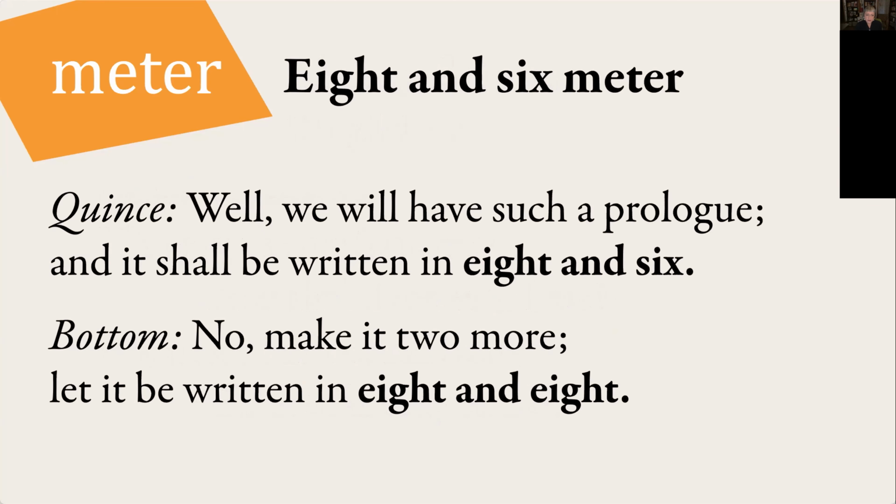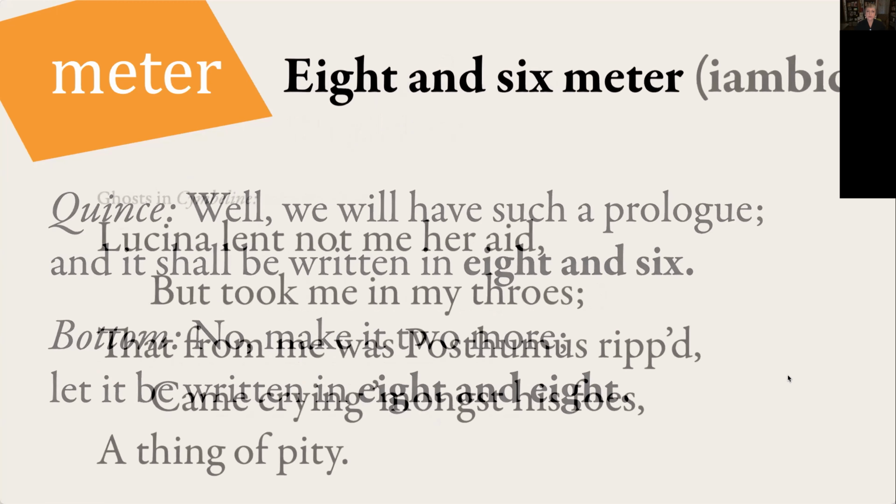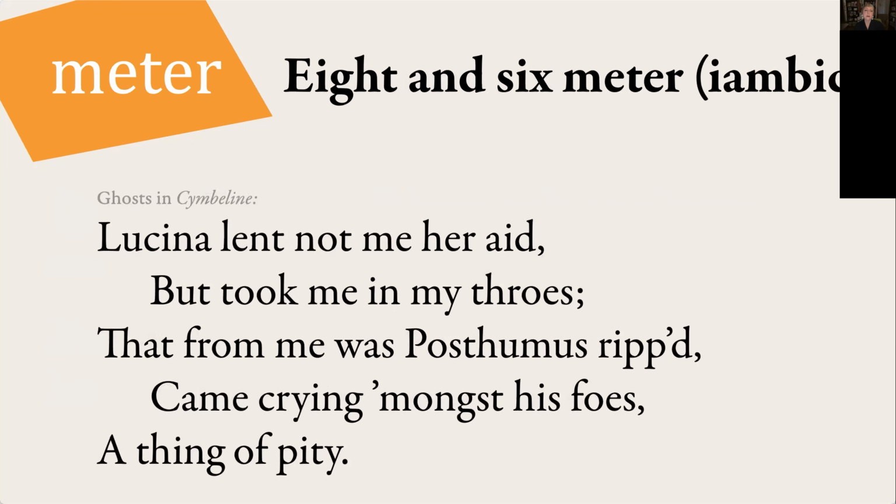In A Midsummer Night's Dream, Quince, the stage carpenter, and Bottom argue about how they're going to write the prologue. Quince says we should write it in 8 and 6. Bottom says, no, we should write it in 8 and 8. Here's an example of 8 and 6 in Cymbeline. The ghosts come in, the ghost of Posthumus's family comes in. And this is the sound of 8 and 6.